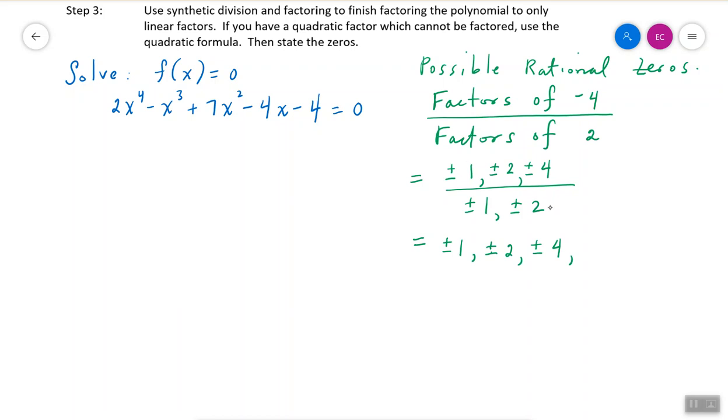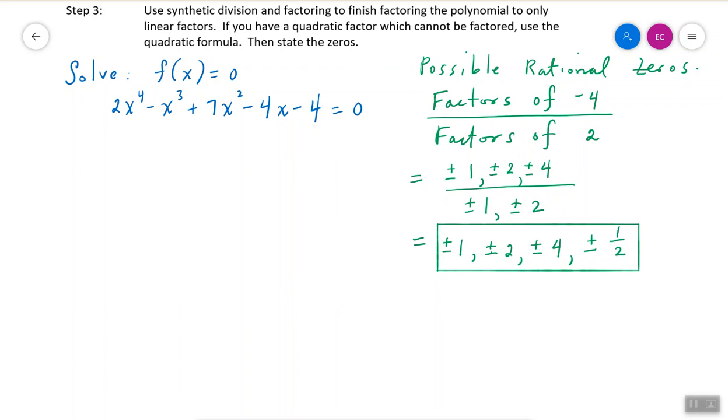And then let's do 1 over 2. And then 2 over 2 is just 1, and so it's already in our list. We don't need to write it again. And then 4 over 2 is 2. It's also in our list already. We don't need to write it again. So the possible rational zeros are just these 8. And so we just want to start checking them.